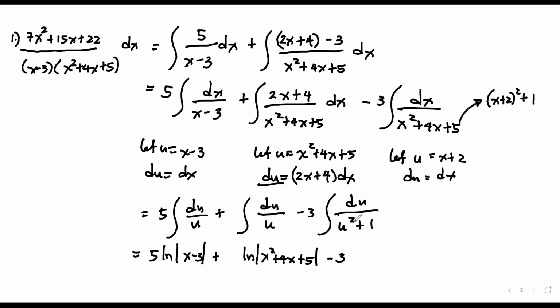Again, the answer, 5 ln absolute value of x minus 3 plus ln absolute value of x squared plus 4x plus 5 minus 3. The integral of du over u squared plus 1, or u squared plus a squared. So we have here the integral formula, that is arctangent. Arctan of u, ang u natin ay x plus 2. That's the integral of du over u squared plus 1. Arctan x plus 2 plus c. That is the answer for number 1.